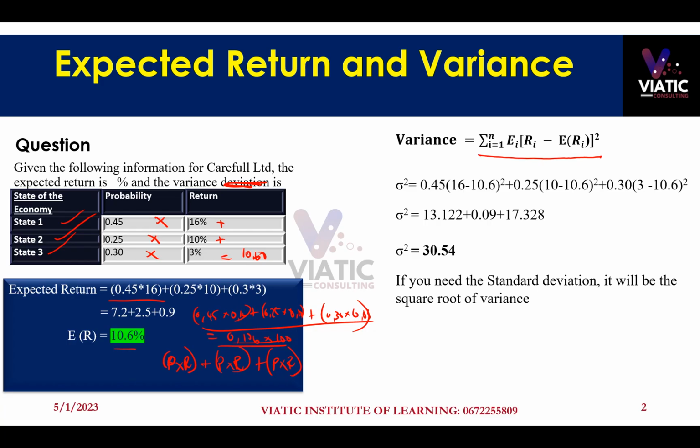So I do recommend that you just take 0.45 as it is, and then 16% as it is. You don't change it to a percentage in this circumstance, on this question under this topic, so that you get your answer directly as 10.6. You don't need to multiply by 100 to get a percentage.